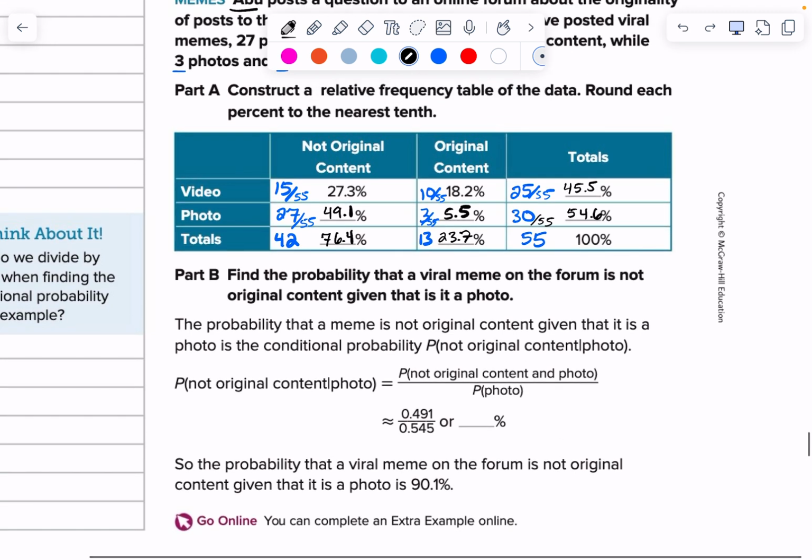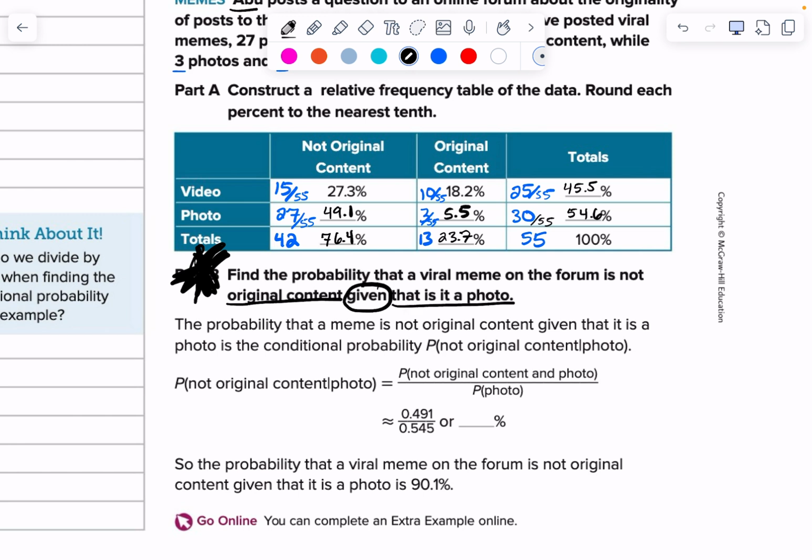All right, last question. Find the probability. Here we go. This is a question right here. Listen one last time. Find the probability that a viral meme on the forum is not original content given that it is a photo. Okay, not original content given that it's a photo.